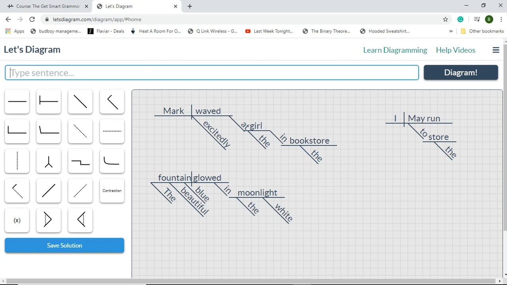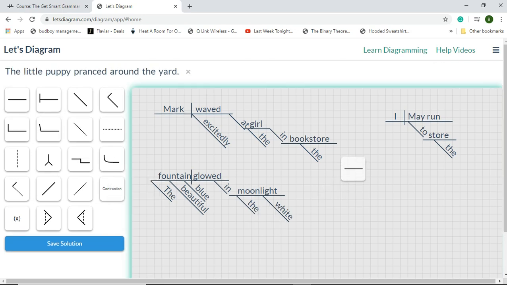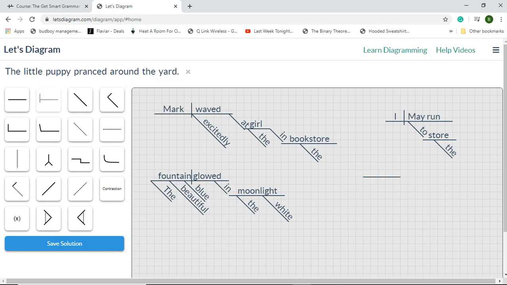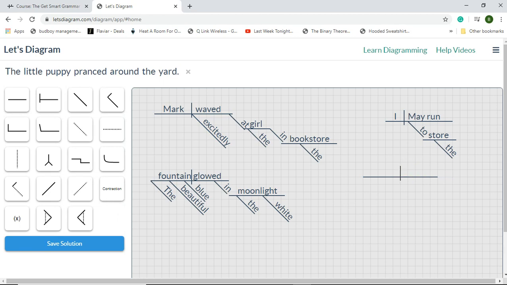The little puppy pranced around the yard. The little puppy pranced around the yard. So let's diagram this sentence. So, like always, we make our cross to begin with. Sound like I'm on repeat, so make your cross.